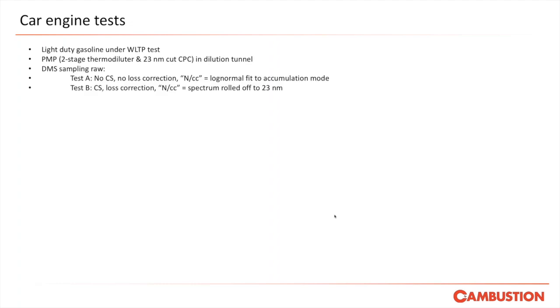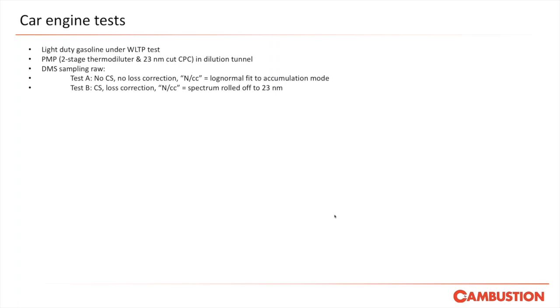Okay, down to the bit which I expect most of you will find the most interesting: what happens when we try this on a car engine? So here we have a light duty gasoline vehicle under the World Light Duty Test Protocol test. We have in the dilution tunnel a standard commercial PMP style solid particle number measurement system, so a 2-stage thermodiluter with a 23 nanometer cut CPC. We have the DMS sampling raw from the exhaust, so not in the same place as the PMP system.